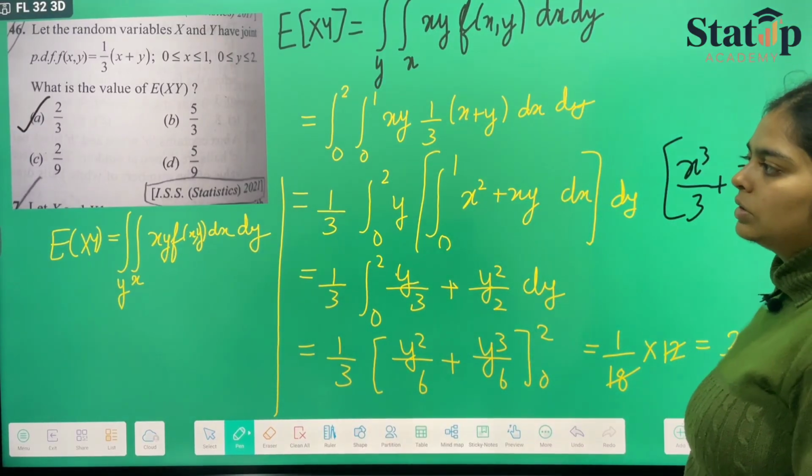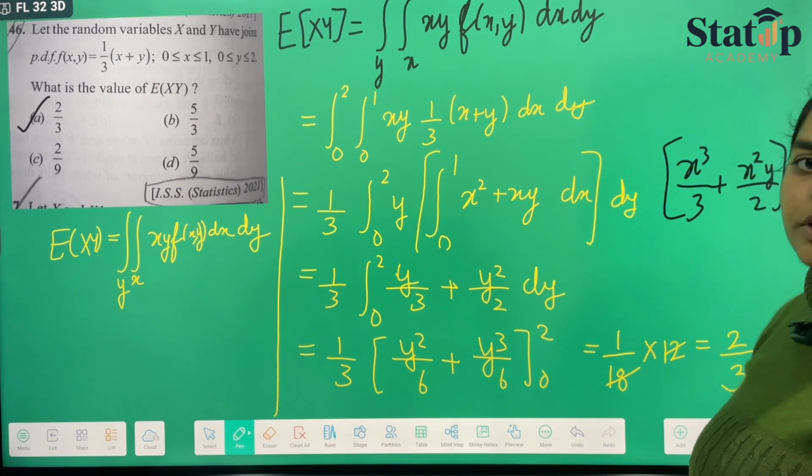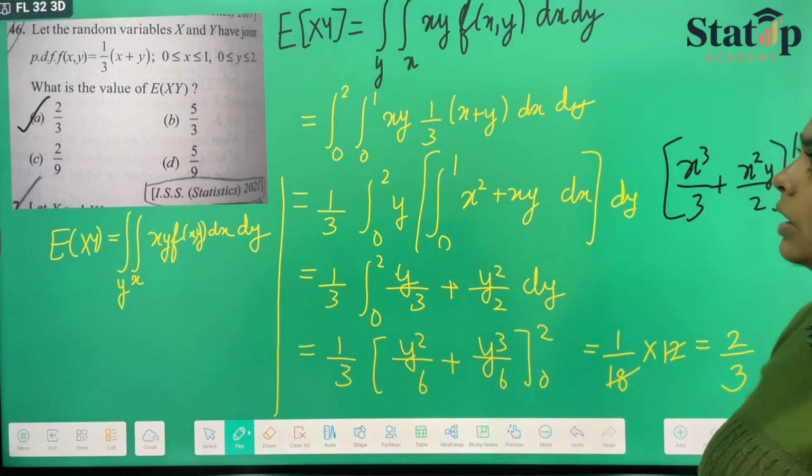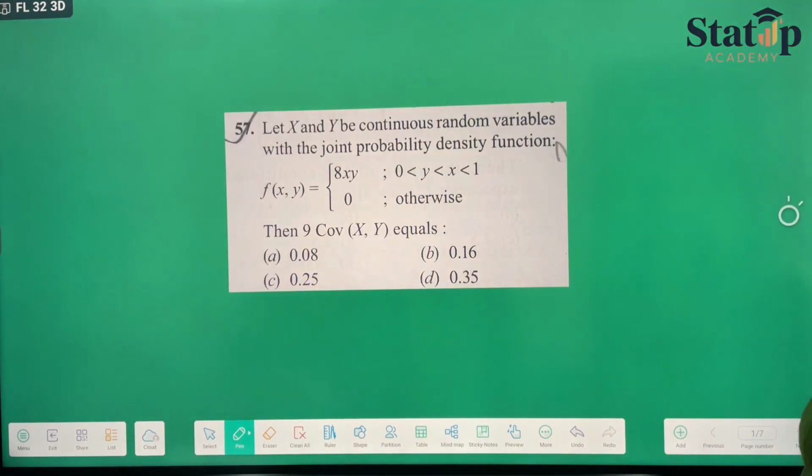Many of them are coming 2 by 3 by chance, but this is how they follow in the examination. It was an easier one and it should be solved within a minute in the examination. Only if you know the integration and how to attempt the question, it was an easier one. Now let us move to another question.